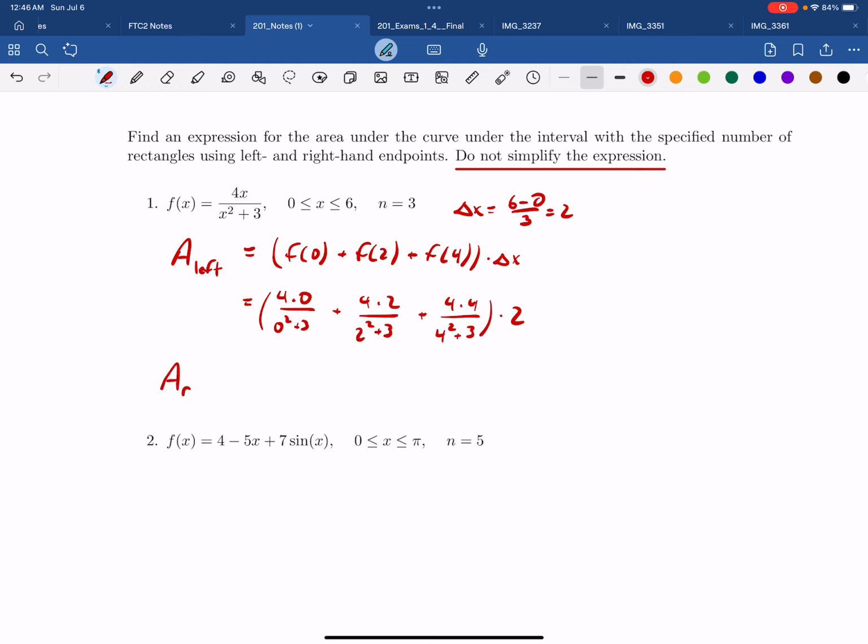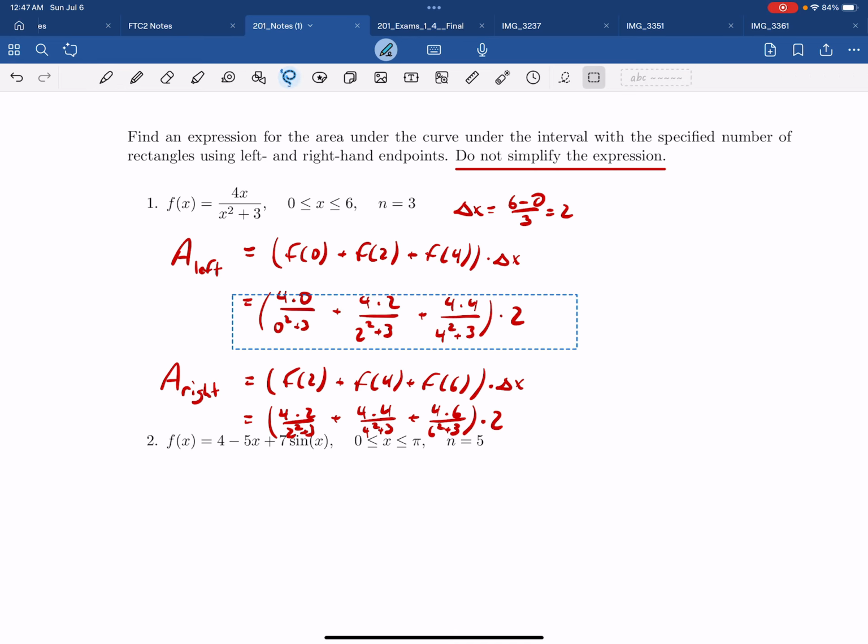Anyway, right-hand endpoints. What's this going to be? Well, it's going to be a similar sort of thing, but it'll be f of 2 plus f of 4 plus f of 6 times delta x. You might notice we're copying everything except the first term, and we're including the last term that we didn't have before. And that's our answer.